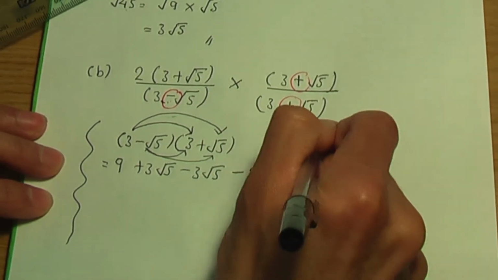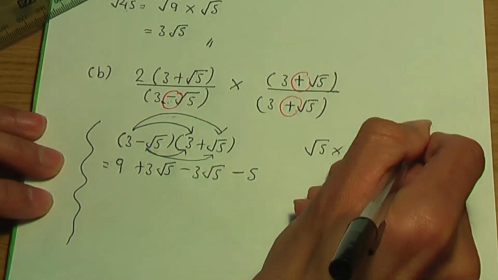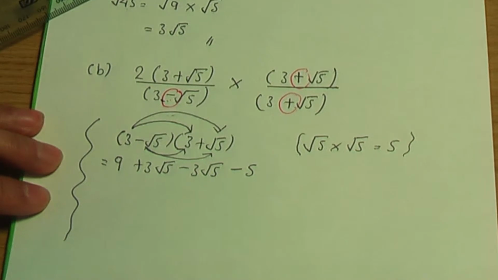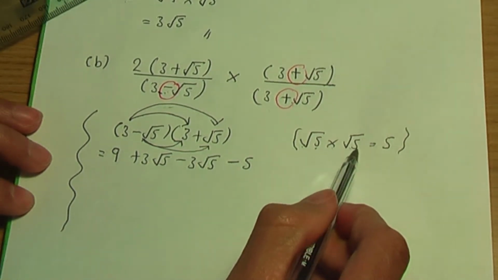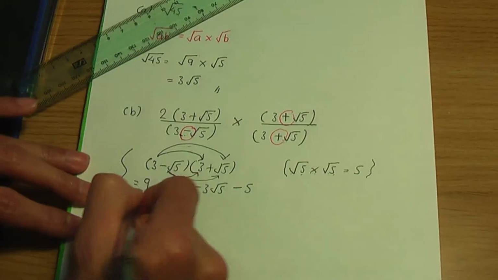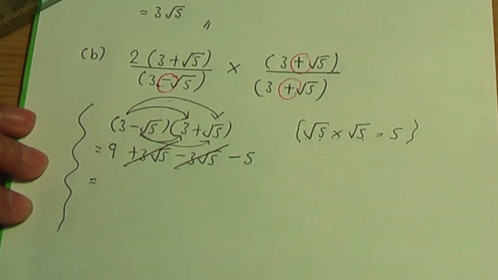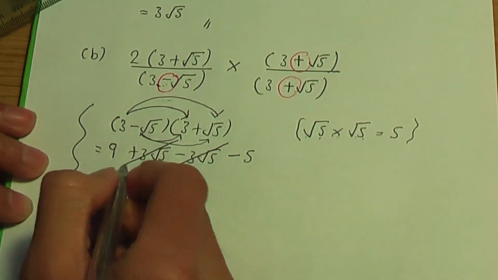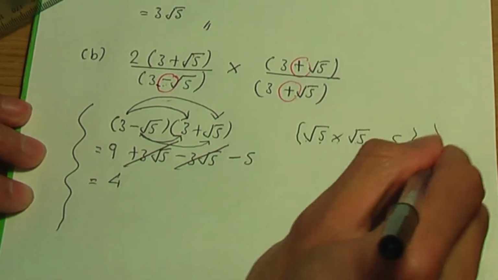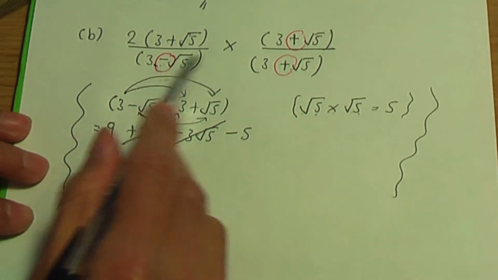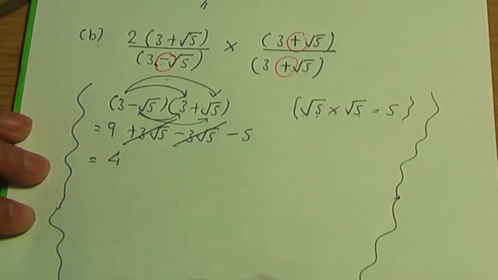So remember, if you multiply root 5 by root 5, it's 5. In the same way, if you multiply root of a number by root of the same number, you're going to get the number. Let's continue. So the 3 root 5 and the minus 3 root 5 you can cancel, and 9 minus the 5 gives you 4. So this is the outcome for when you multiply the brackets in the denominator. Let's continue with the side calculations.